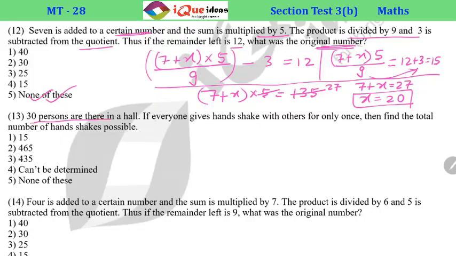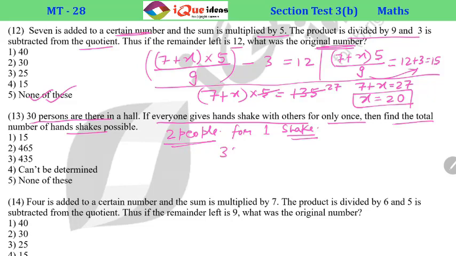Okay. Now the next question, 30 persons are there in a hall. If everyone gives a handshake to others only once, then find the total number of handshakes possible. See, for a handshake to be possible, 2 people are required. So any combination of 2 people will give us a handshake. So if there are 30 people, the total combinations of 2 out of 30, that is 30C2, will be the total number of handshakes.